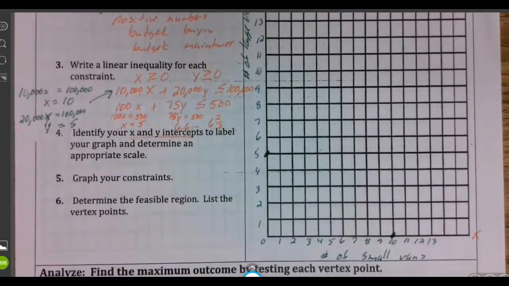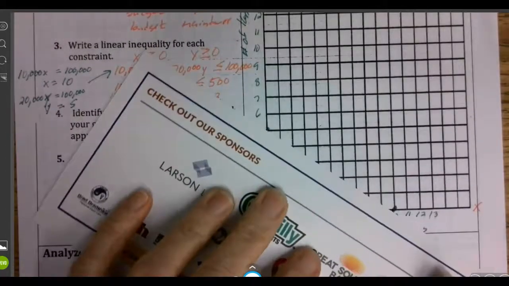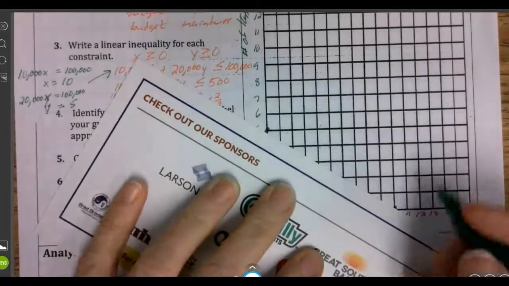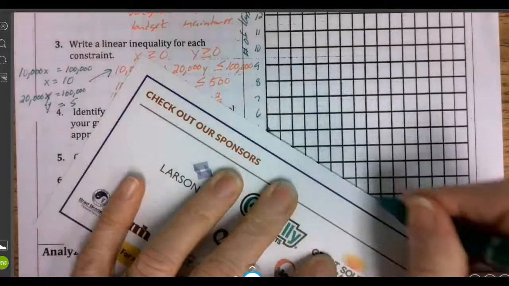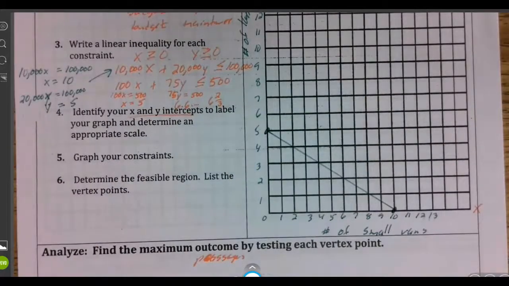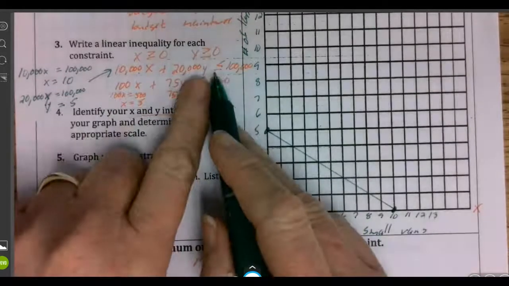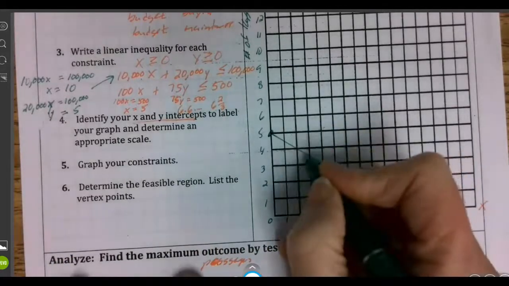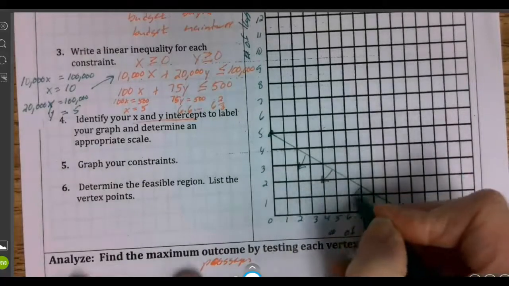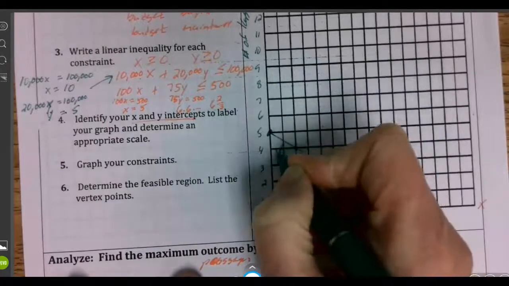I need a longer straight edge. And we draw these as solid lines, because the equations are all equal to, so the line can be part of the solution. Now what we want to do is see where to shade. It's going to be where it's less than, so where it's smaller. So for now, I'm just going to draw arrows down. The reason I'm doing that is because there is so much going on.